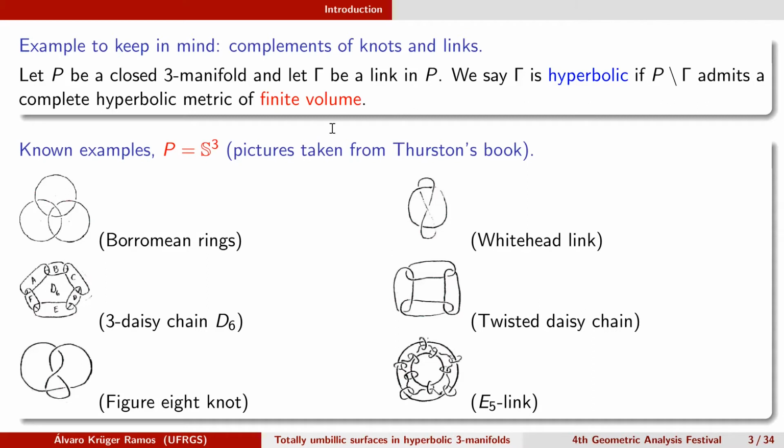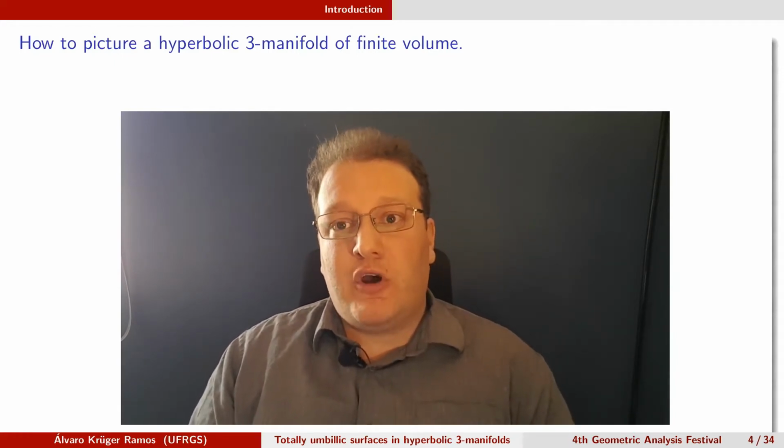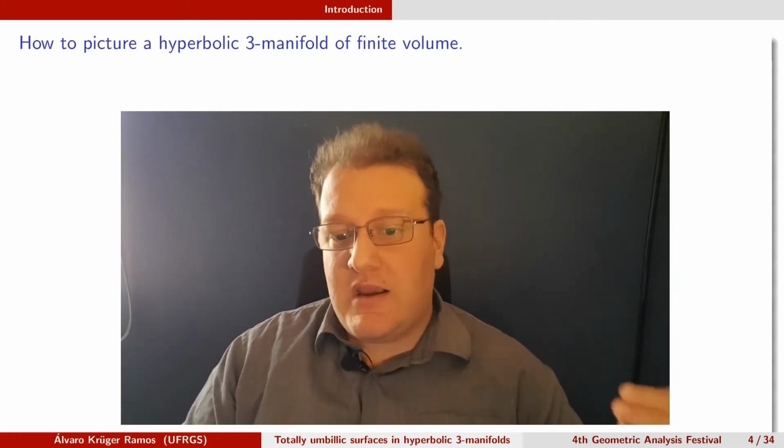So here are a few known examples, and I took these pictures from Thurston's book. So we have here the Borromean rings, the daisy chain, the figure 8 knot, the Whitehead link, the twisted daisy chain, and this other thing here which is called the E5 link. It's really messy, but all of these have complements in S3 which have a hyperbolic metric of finite volume. So let me show you how I see a hyperbolic trimanifold of finite volume, which is a knot or a link complement.